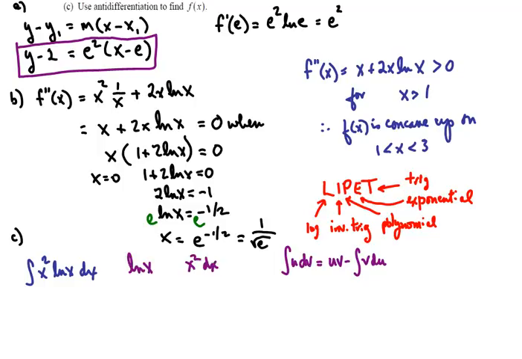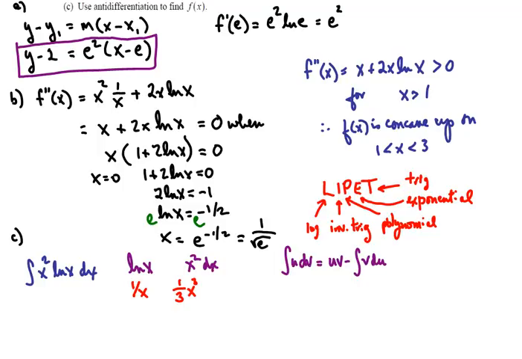And so what we're going to do with the natural log is we're going to find its derivatives. And what we're going to do with x squared dx is find its successive integrals. So the derivative of the natural log of x is 1 over x. And the integral of x squared is 1/3 x cubed.